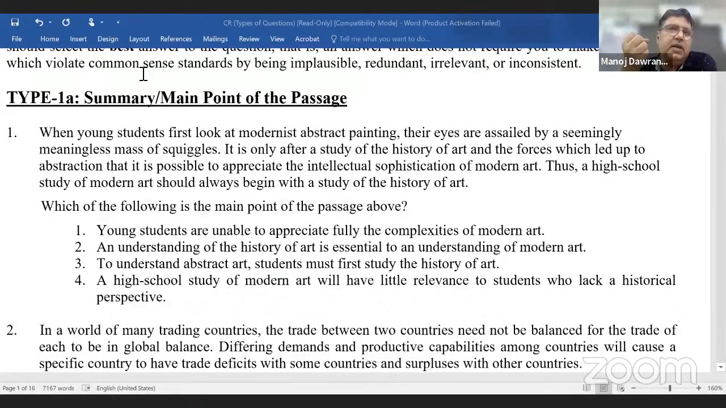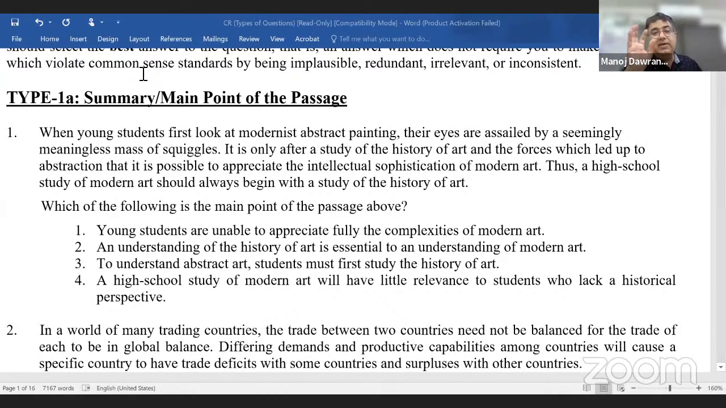Now, what is the attack? It is an element of sarcasm, I would say, or rather, a satire, because someone who doesn't understand painting will think, what is this strange thing that has been made. So this is what you think the eyes are assailed by. It is only after the study of history of art and the forces that led to abstraction you're able to understand the intellectual sophistication of modern art. Meaning, when you study it a bit properly, you will understand what this modern art is, and only then will you be able to appreciate it.